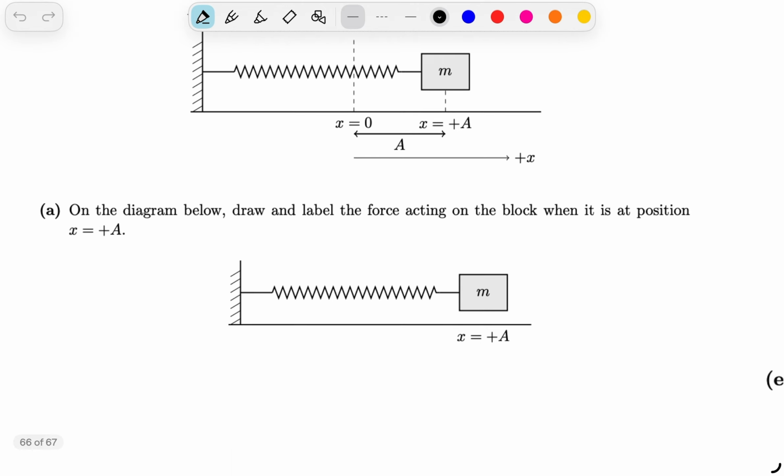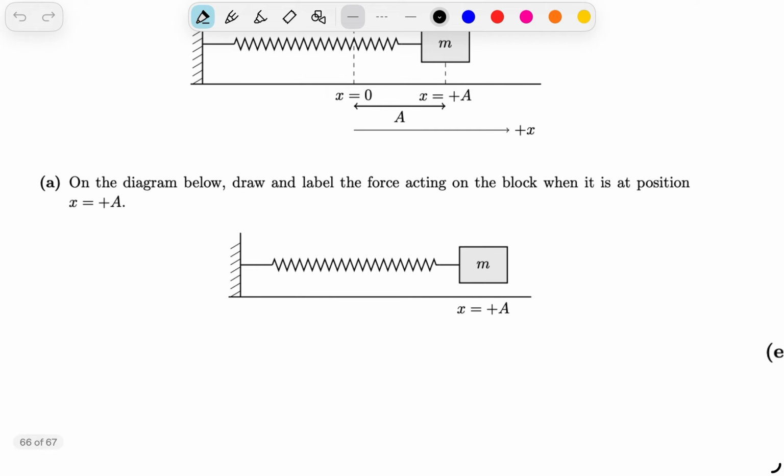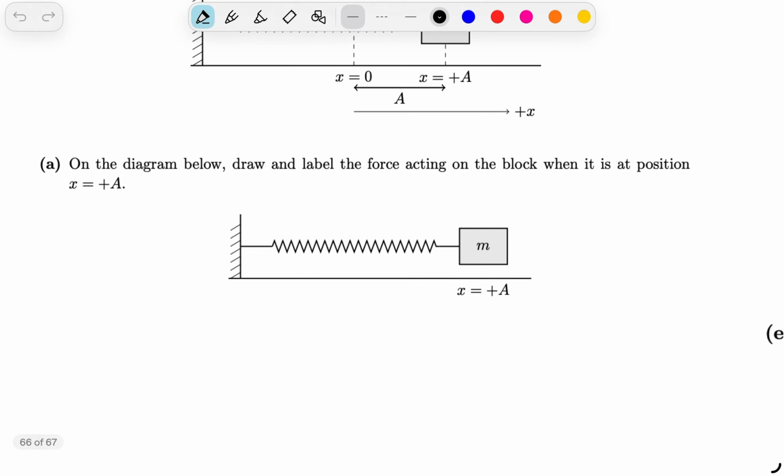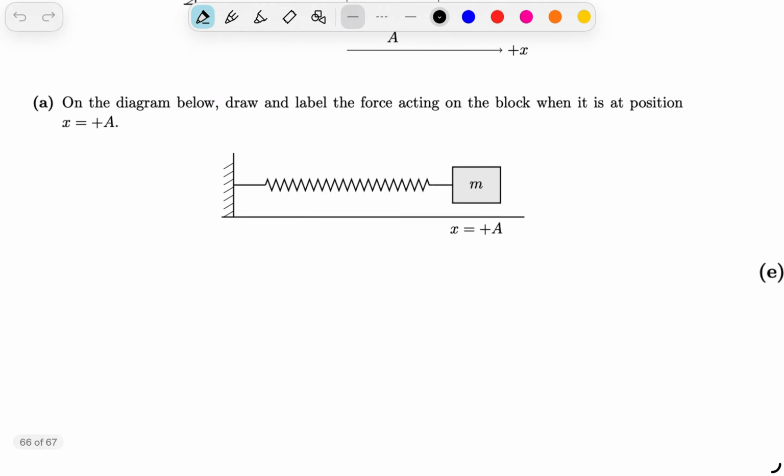So on the diagram below, we want to draw and label the force that is acting on the block when it is at its displacement position of x is equal to positive A. So at this point, since we are not at equilibrium, we have this spring force that is going to be pulling the block back towards equilibrium. So our only horizontal force is going to be the spring force. F is equal to negative kx.